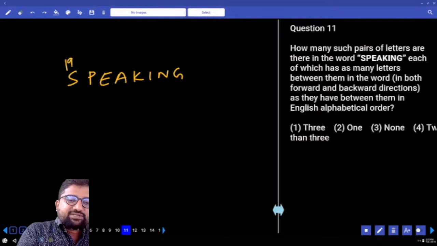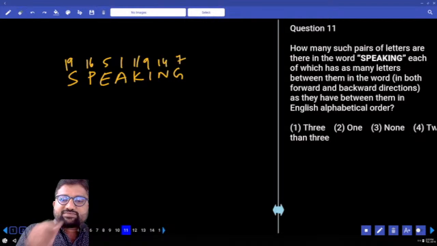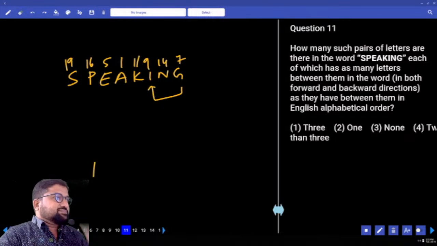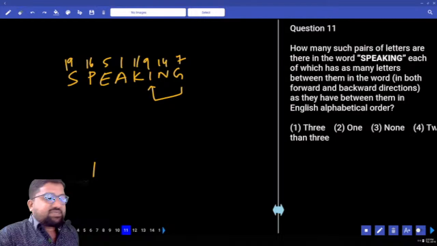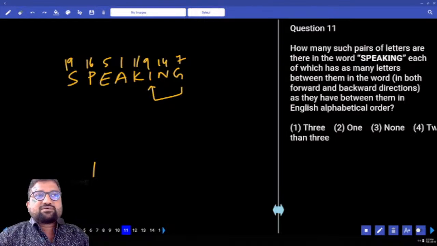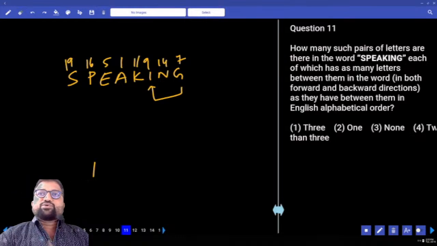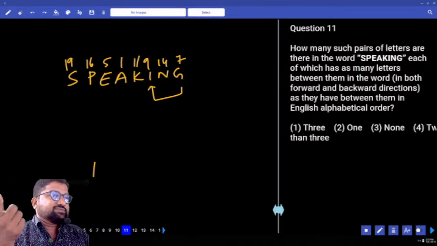19, 16, 5, 1, 11, 9, 14, 7. Okay? When I wrote 7, that's the end. In reverse I got 1. Yes or no? 19 is the highest number. Don't go forward and backward to the highest number, because when you are going in alphabetical order, either forward or backward, you need a number which is more than that number.